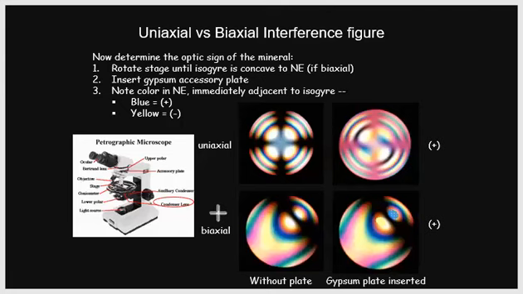Have a look at this. This is what we have seen in the case of the uniaxial one. When we inserted the gypsum plate, we got addition, or the blue color is actually coming in the northeast and southwest quadrant, and there's going to be yellow in the northwest and southeast, indicating that this is going to be the vibration direction of the slow ray. Because slow is matching with the gypsum plate vibration direction of slow ray, there is going to be addition. So you can say straight away that n epsilon is the slow, that is why it is positive.